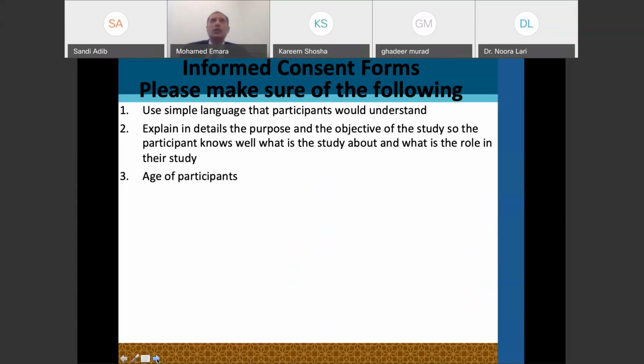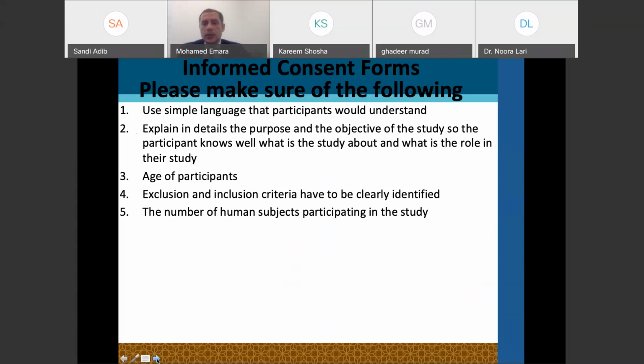Please indicate the age of participants. It's very important because the participant needs to know. I mean, if I'm 17 years old, am I going to participate or not? If you say that it's only for the age range from 18 to 45, then he or she knows that this is only for this group of people. Exclusion and inclusion criteria, please clearly identify them.